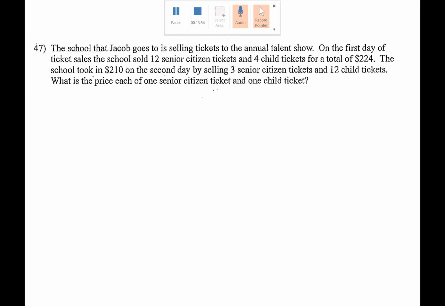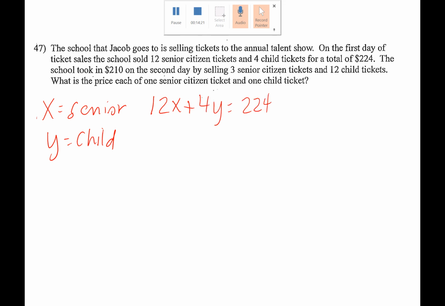For number 47, you're supposed to write and solve an equation. So what I did is I said x would be the senior and y would be child. So what I did is I first wrote my two equations, 12x plus 4y is equal to $224. And then it also says that the school took in 210 on the second day by selling 3 senior tickets and 12 child tickets. So that would be 3x plus 12y is equal to 210.